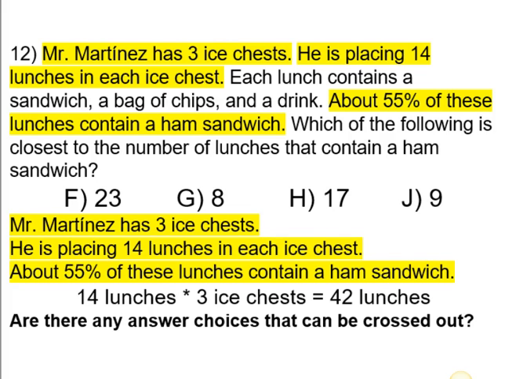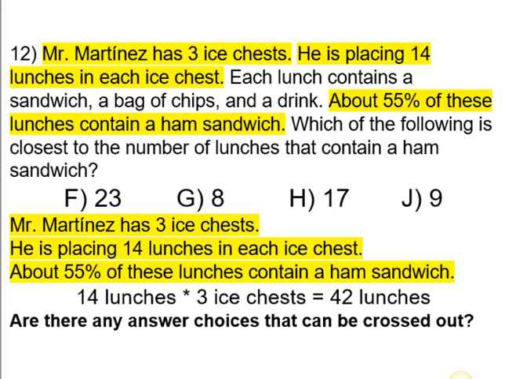Based on that information, are there any answer choices we can cross out? Okay, so we know that in each ice chest there are 14 lunches. So 14 lunches times 3 ice chests equals 42 lunches. So that's the start, okay? We know that in total, in all 3 ice chests, there are 42 lunches, and about 55% of those 42 lunches contain a ham sandwich. So with that information, looking at our answer choices, are there any answer choices we can cross out because we know that they're incorrect?